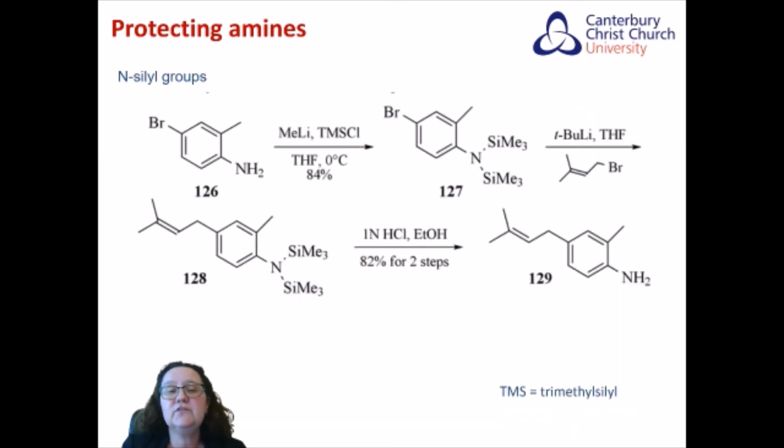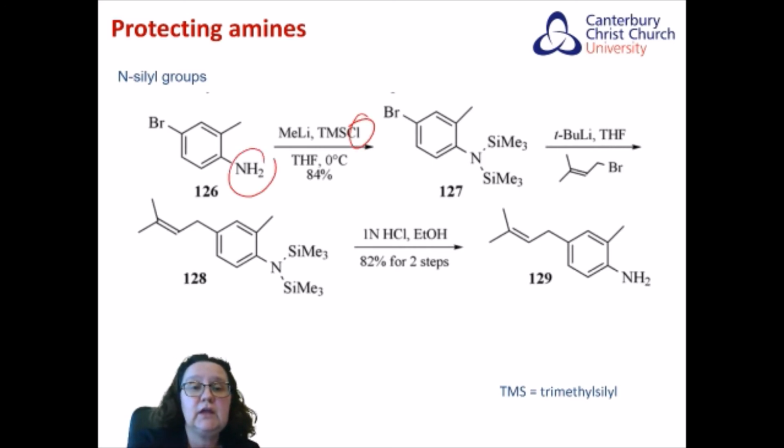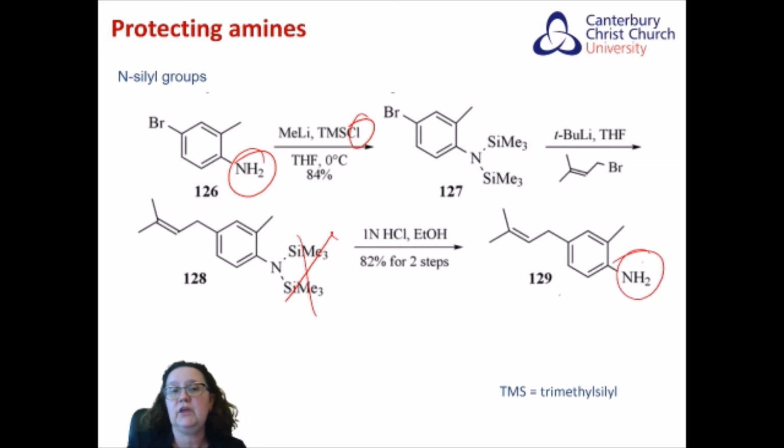You can, instead of N-alkyl groups, use N-silyl groups. And this is an example of a reaction in which you use TMS, trimethylsilyl, in this case chloride, to protect a primary amine. A series of reactions happen, and then finally, using hydrochloric acid, you remove the protecting group and recuperate the original primary amine.